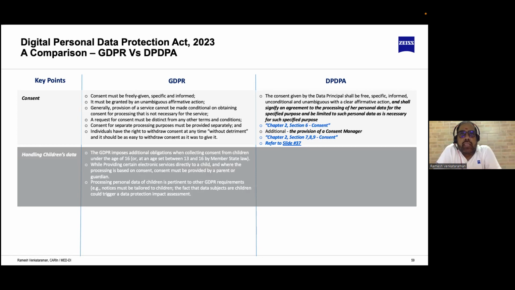Some of the websites or gaming sites or porn sites, etc., need to be not made available. They should not be able to access, and you need to have a mechanism. Processing of the personal data of the children is pertinent to other GDPR requirements. Example, your notices must be tailored to explain to the children in their language, etc. The same kind of thing we are talking about here. The age prescribed is 18 years. Less than 18 is your child. There is a provision, as I told earlier, the government of India can reduce that age for certain processing of data.